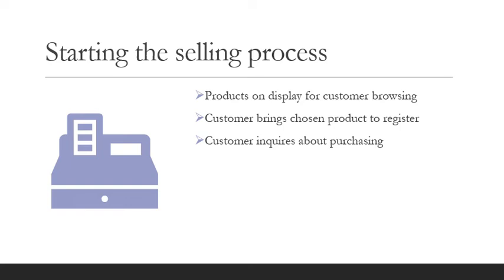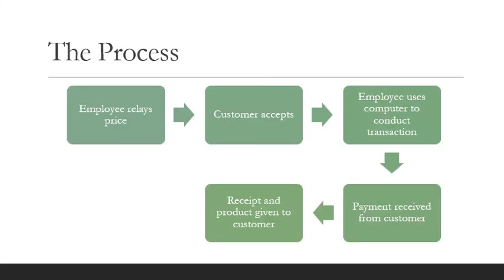Products are on display for customer browsing. The customer then brings their chosen product to the register, and the customer inquires about purchasing. At this step, we also will cash out a buy if they were selling or trading items, so that way we can use that store credit and apply it towards their purchase. So now I'm going to show you a data flow diagram that demonstrates this process here.